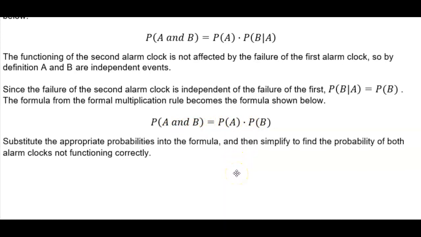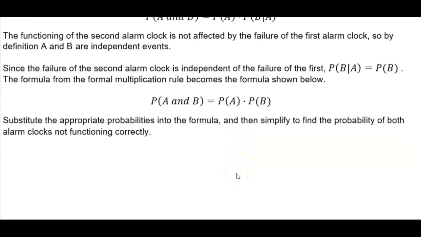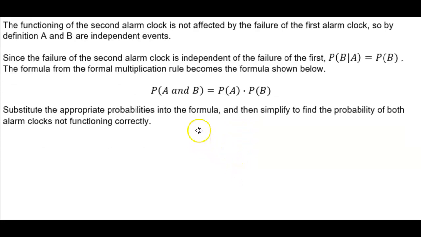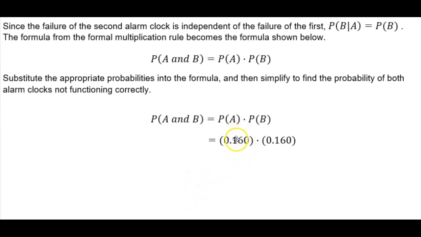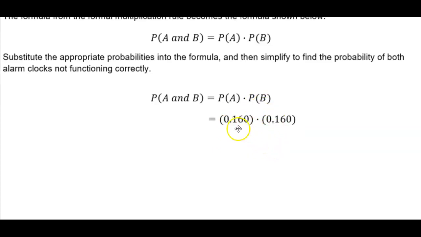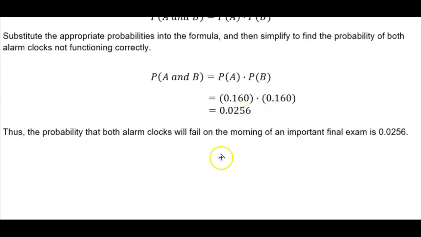We'll substitute the appropriate probabilities into the formula and then simplify to find the probability of both alarm clocks not functioning correctly. So we would say the probability of A and B is going to equal the first alarm clock failing, which is the probability of 0.160, times the probability of the second alarm clock failing, which is 0.160. Multiplying those two together, we get 0.0256. Thus, the probability that both alarm clocks will fail on the morning of an important final exam is 0.0256.